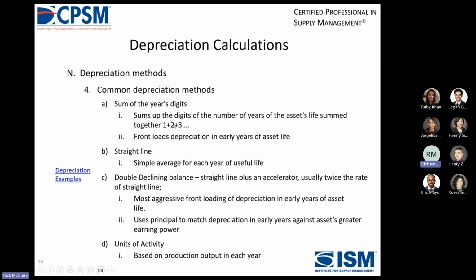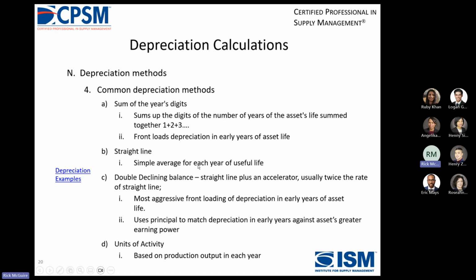So some common methods: sum of the years' digits sums up the number of years of the asset's assumed life. So if it's 5, it would be 1 plus 2 plus 3 plus 4 plus 5. And then I'll show you how to divide that out. But it front loads depreciation in the early years of an asset's life. Remember that. Front loads depreciation in the early years of an asset's life.